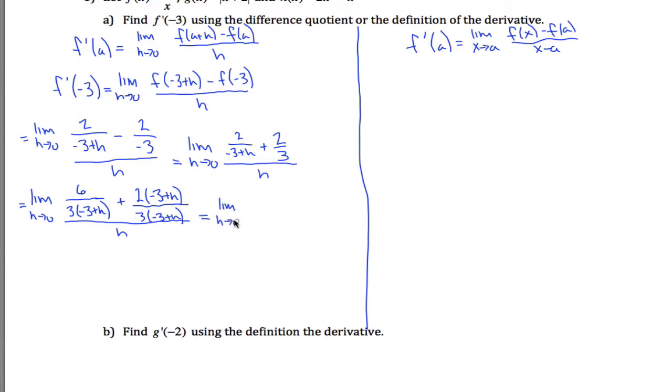So it's still pretty ugly. Hopefully we can clean it up pretty good on this step. I have a common denominator, so I can add these fractions. I can just write that a single time, 3 times negative 3 plus h. And then up top I've got 6 plus 2 times negative 3, which is negative 6. 6 plus negative 6, that just goes away. Plus 2 times h. I'm left with just a 2h in the numerator.